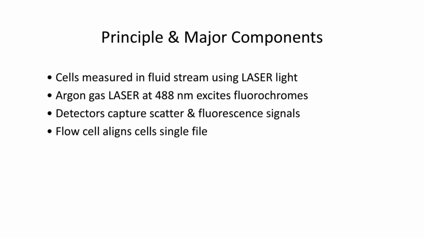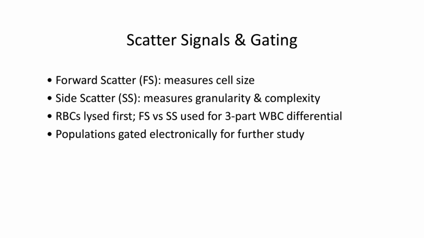The cell stream itself is carried in a flow cell, which aligns cells single file. The principle is straightforward. When cells pass through the laser beam, they disrupt the light and create signals that reflect their size and complexity. The laser also excites fluorochromes, fluorescent dyes that are attached to antibodies or directly to the cells, producing characteristic light signals.